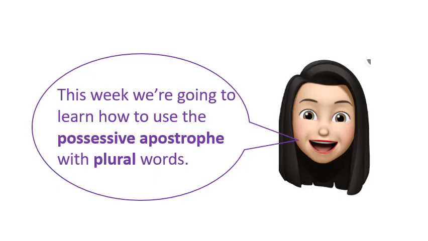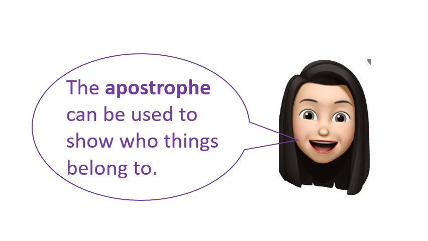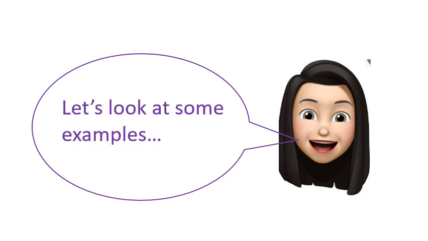This week we're going to learn how to use possessive apostrophes with plural words. We already know how to use apostrophes for contraction and how to use possessive apostrophes with singular words, but today we're looking at plural words and possessive apostrophes. So the apostrophe can be used to show who things belong to. Let's look at a few examples.